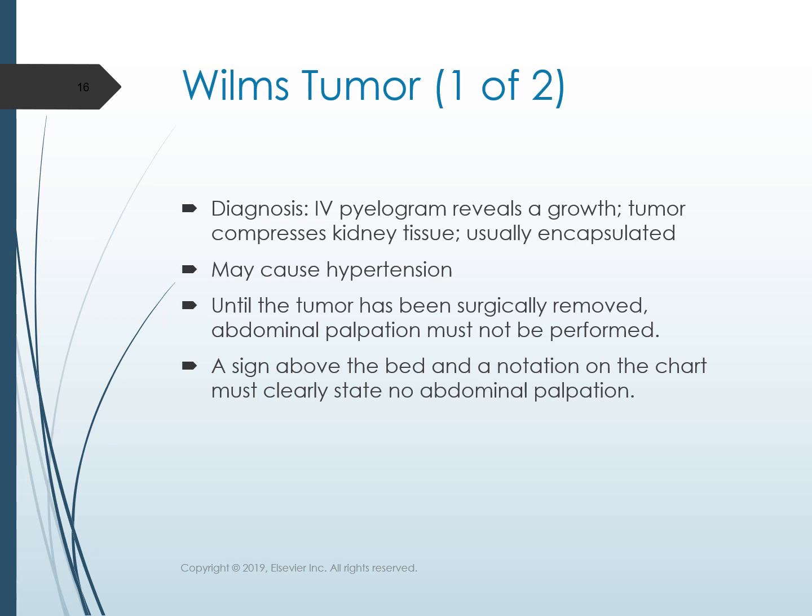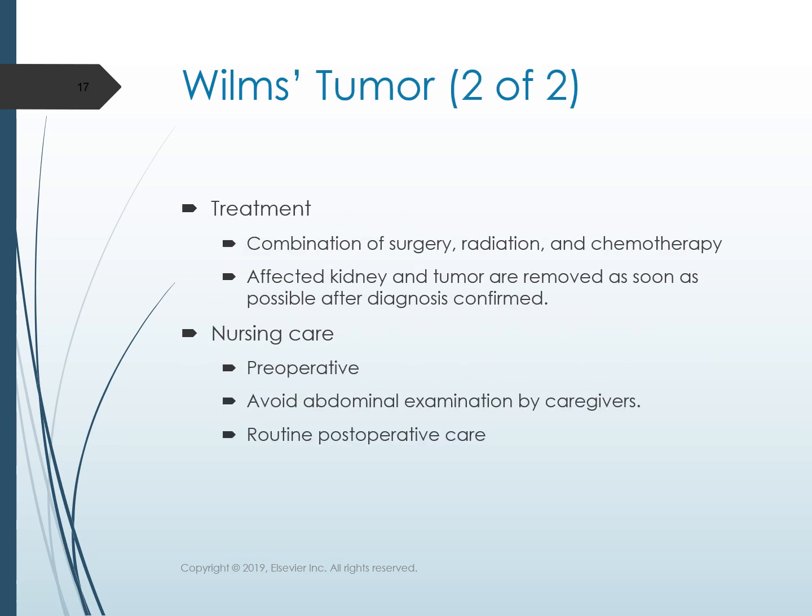Wilms tumor, or nephroblastoma, is one of the most common malignant renal tumors in early life. About 2/3 of these growths are discovered before the child is 3 years of age. A mass in the abdomen is generally discovered by a parent or by the healthcare provider during a routine checkup. Renal damage can cause hypertension. Treatment of patients with Wilms tumor consists of a combination of surgery, radiation therapy, and chemotherapy.